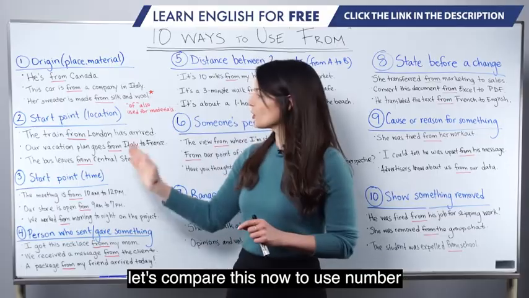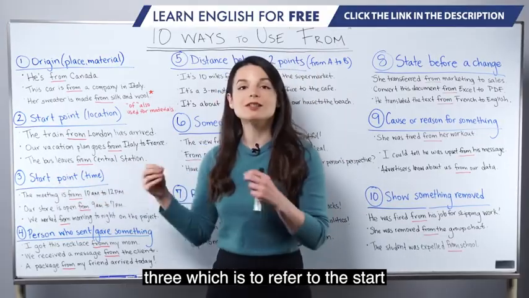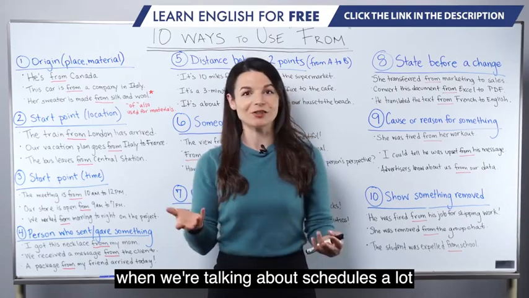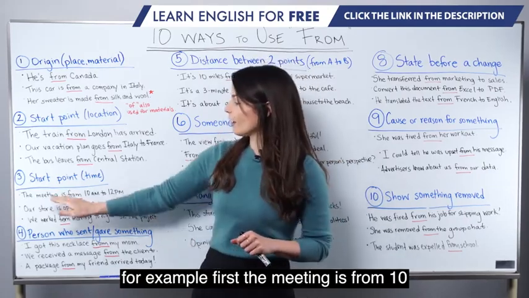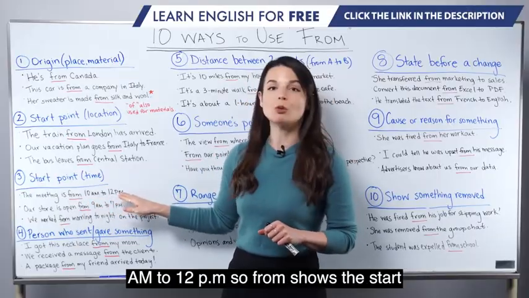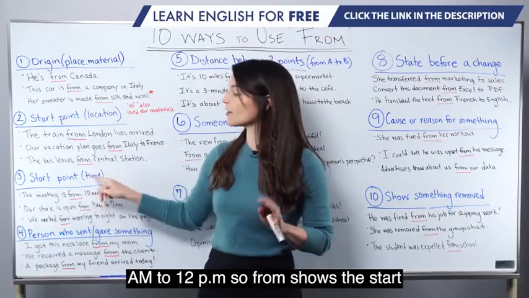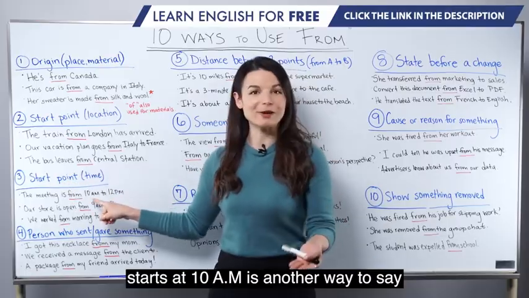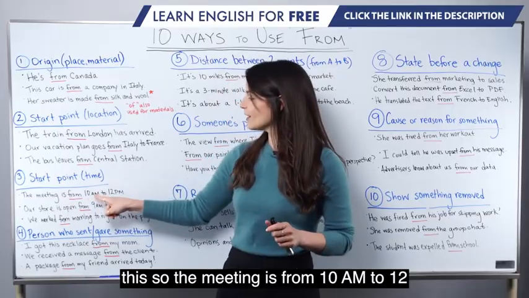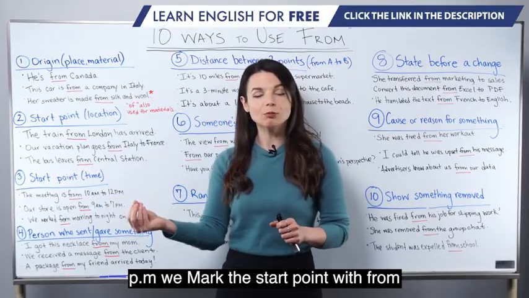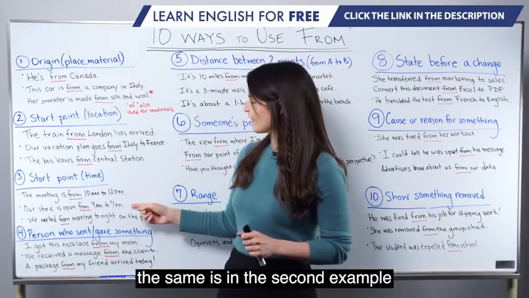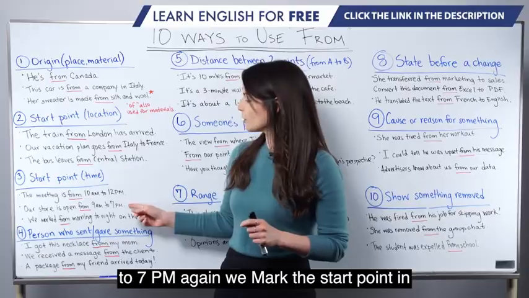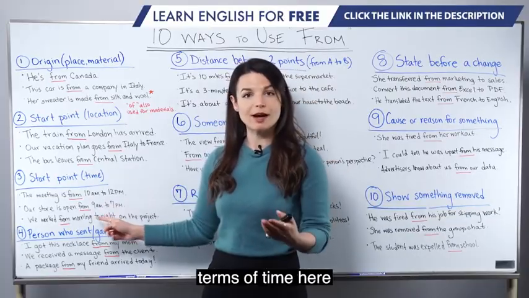Let's compare this now to use number 3, which is to refer to the start point in terms of time. So we use this when we're talking about schedules a lot. For example, first, the meeting is from 10 a.m. to 12 p.m. So from shows the start point in terms of time. The meeting starts at 10 a.m. is another way to say this. So the meeting is from 10 a.m. to 12 p.m. We mark the start point with from. The same is in the second example sentence here. Our store is open from 9 a.m. to 7 p.m. Again, we mark the start point in terms of time here.